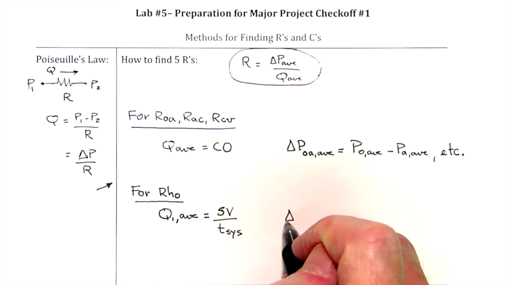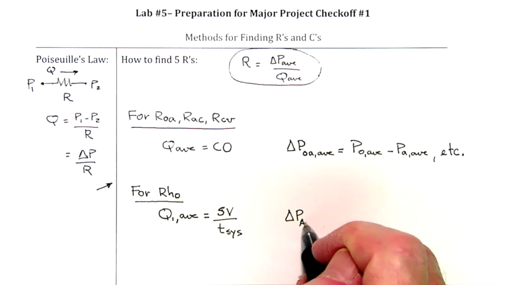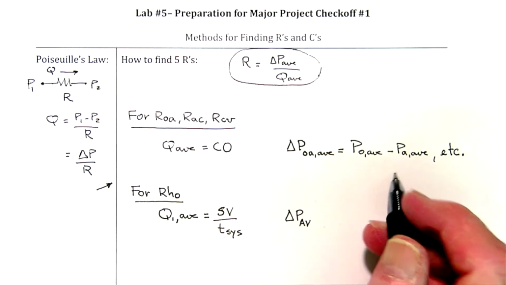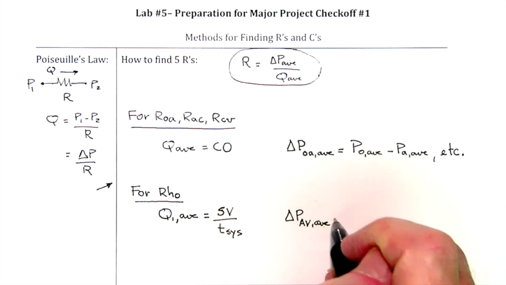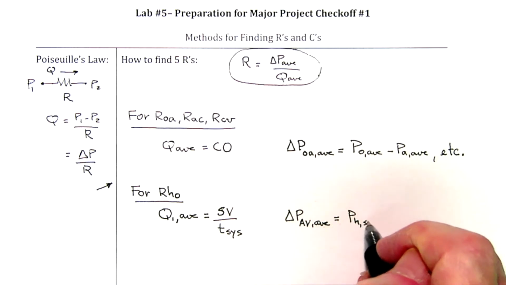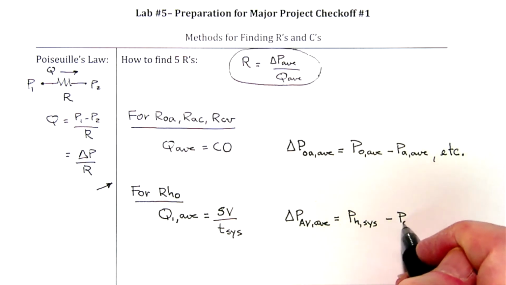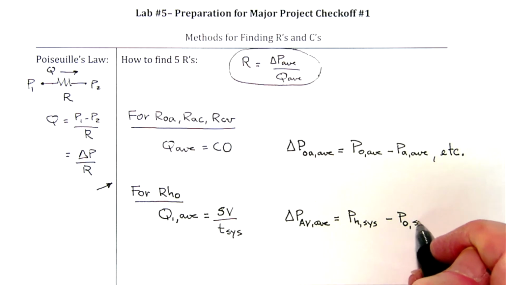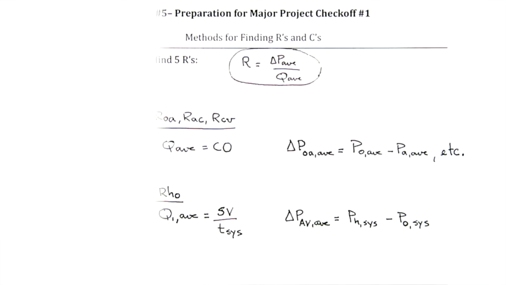So we need to find the pressure drop on average across the aortic valve, because that's what R sub HO represents, on average. And that is just the pressure in the heart during systole minus the pressure in the aorta during systole, because that's the pressure drop across the aortic valve. Where do we find those values? We can find those again on the Wiggers diagram.